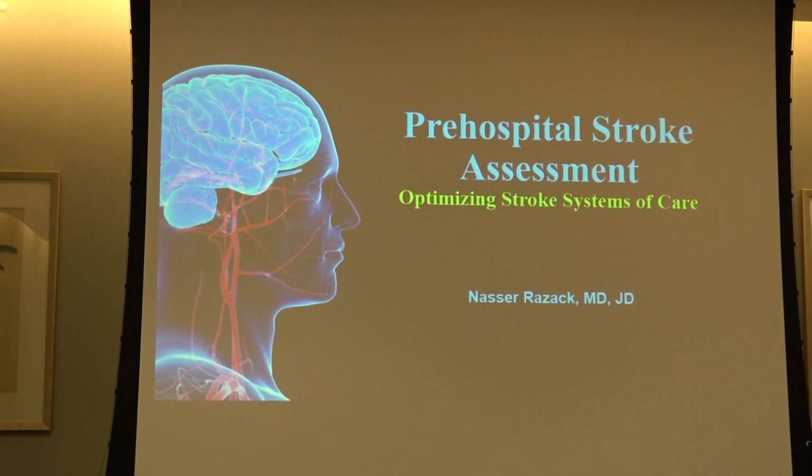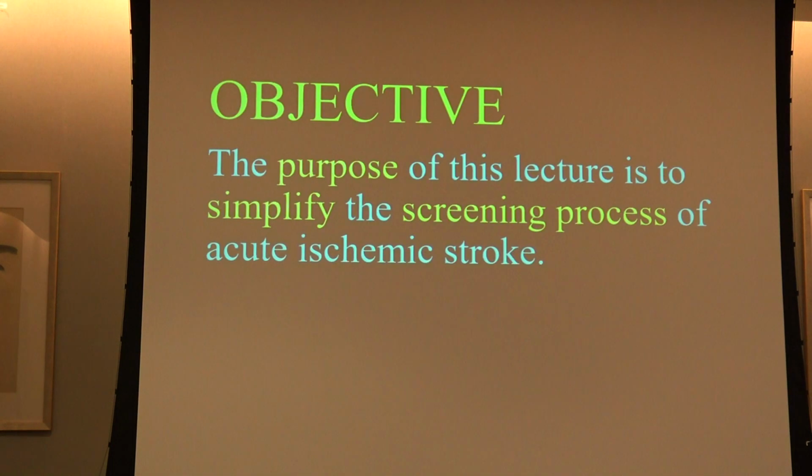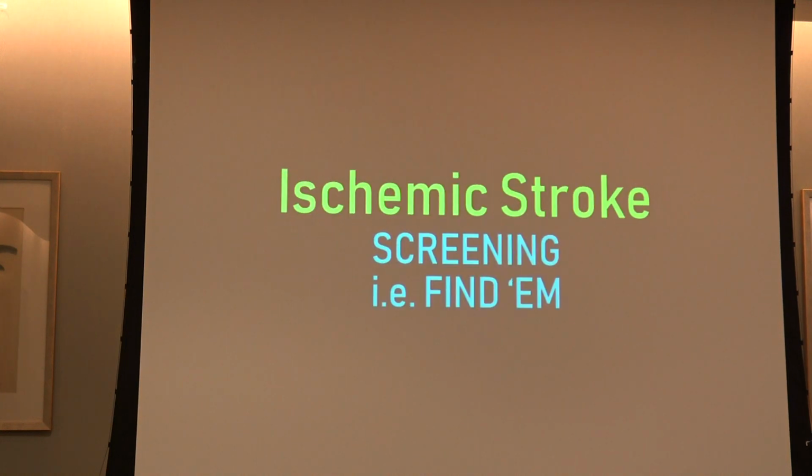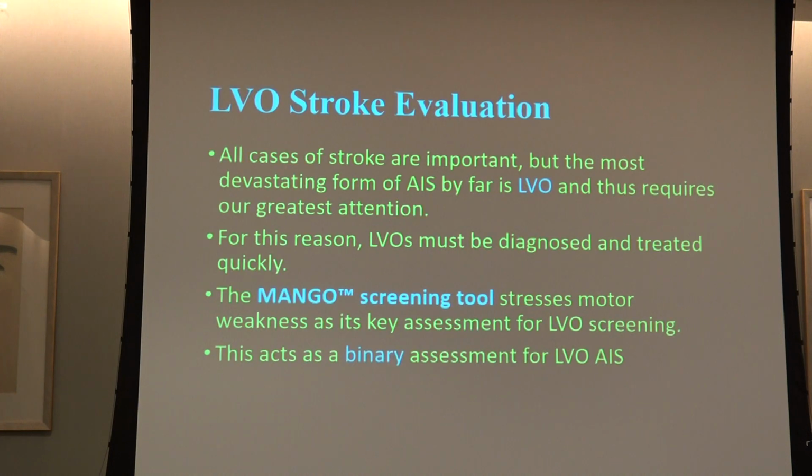So today we're going to talk about pre-hospital stroke assessment, and the objective of this lecture is really to simplify the screening process of acute ischemic stroke. Now we're talking about ischemic stroke, stroke caused by occluded blood vessels in the brain, not hemorrhagic stroke. And the first part of working up, diagnosing and treating ischemic stroke is the screening process, finding these patients, okay?